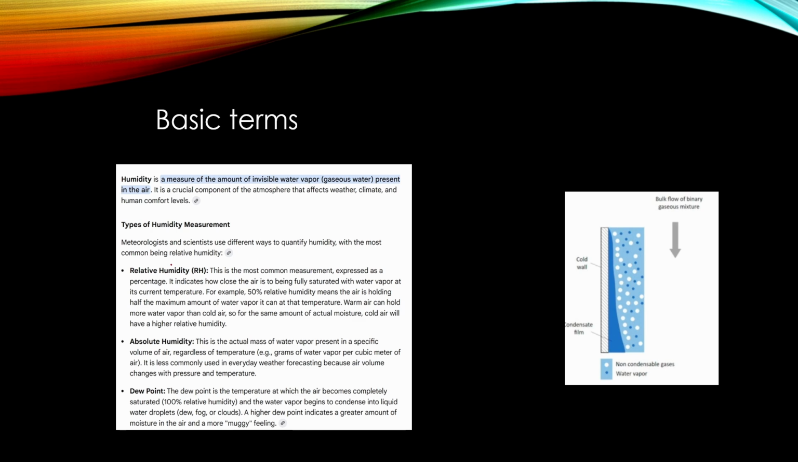Then we have relative humidity. It is a measure of how close the air is to being fully saturated with water vapor at its current temperature. For example, if we have 50% relative humidity, it means that the air is holding half of the maximum amount of water vapor which it can hold at that temperature. Warmer air can hold more water vapor than cold air.